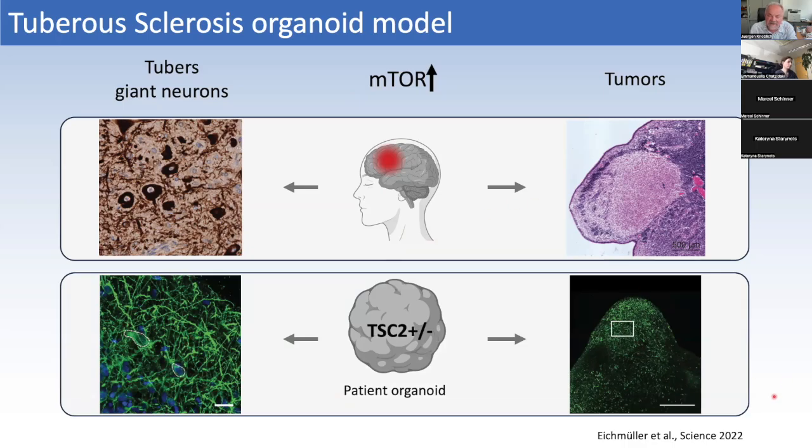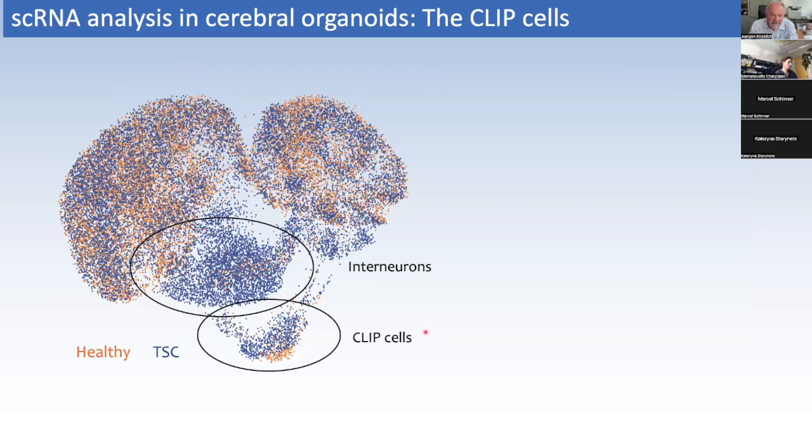And we could then use this to show that TSC is generated from heterozygous cells in humans, whereas in mice, you need to make the mutation homozygous. And we used single-cell transcriptomics to see whether there are any cell types that are only developing in these mutant organoids. Here in this UMAP plot, the healthy cells are shown in orange and the mutant cells are shown in blue. And you can see there are certain interneurons that only occur in the TSC mutant organoids.